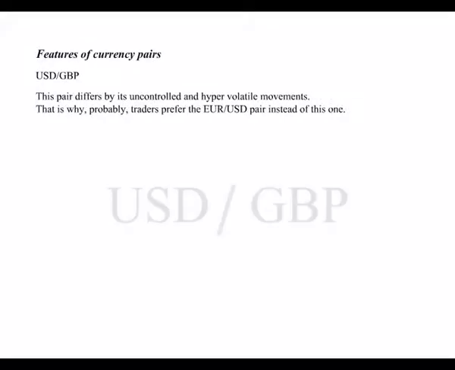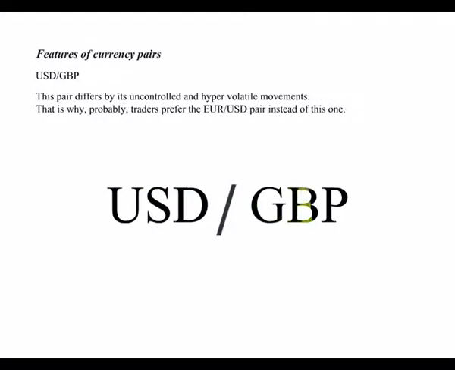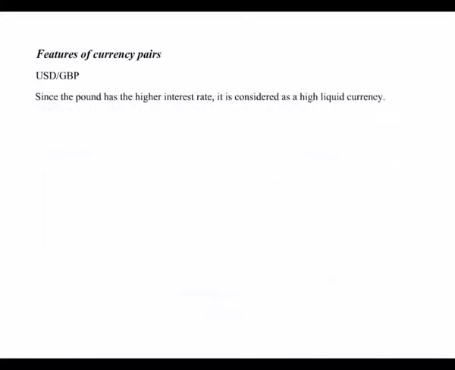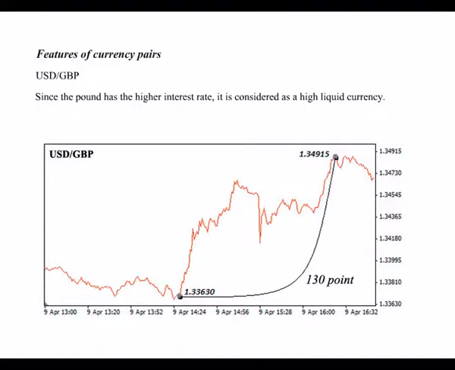This pair differs by its uncontrolled and hyper-volatile movements. That is why probably traders prefer the euro-US dollar pair instead of this one. Since the pound has the higher interest rate, it is considered as a highly liquid currency.